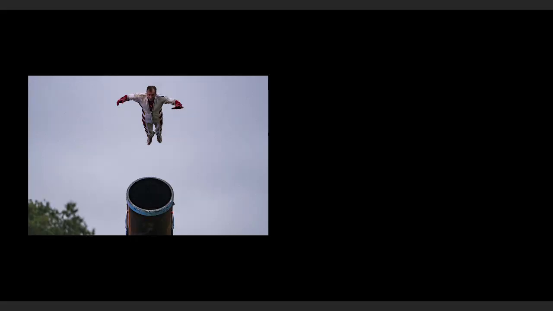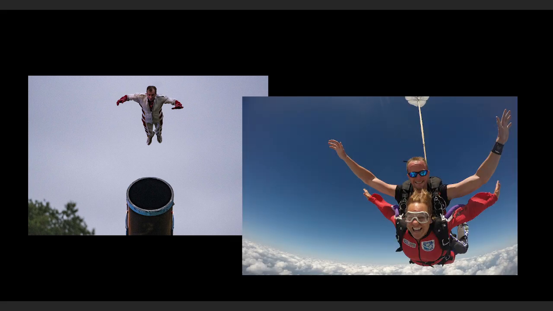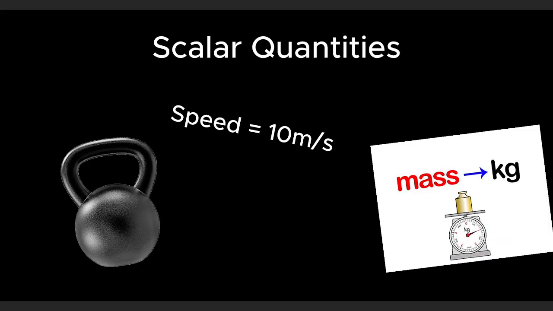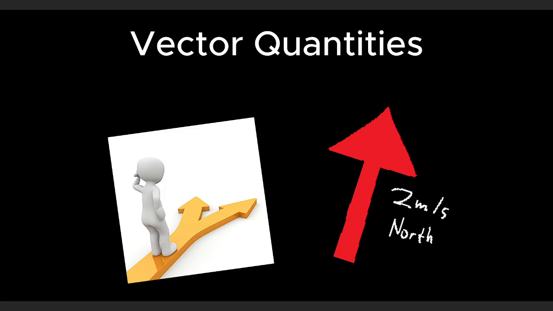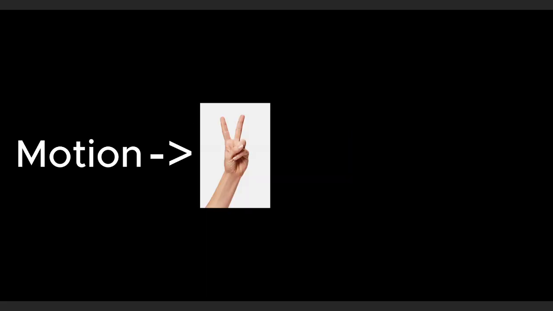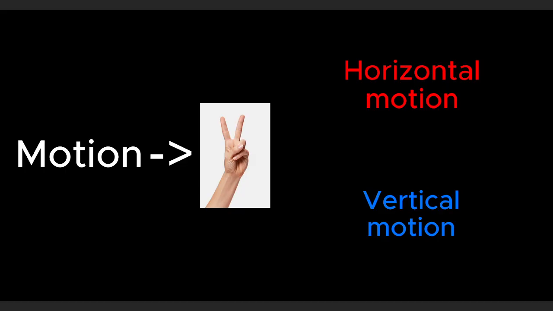Let's take a more in-depth analysis of motion. This includes projectile motion and freefall. For this project, we'll be neglecting air resistance. Firstly, we'll define scalar and vector quantities. Scalar quantities only consider magnitude, while vector quantities consider both direction and magnitude. Motion can be split up into two components: horizontal motion and vertical motion. These components act independent from each other.